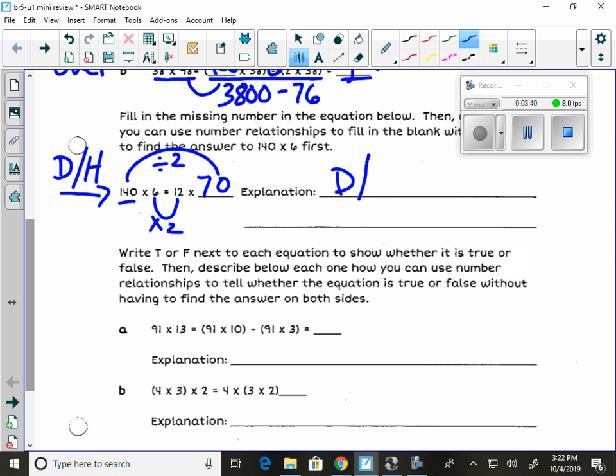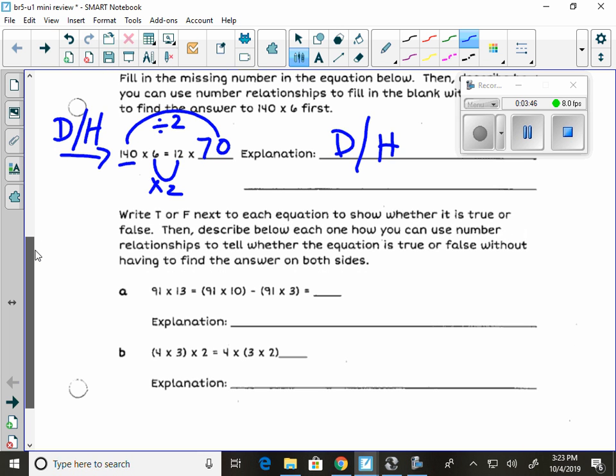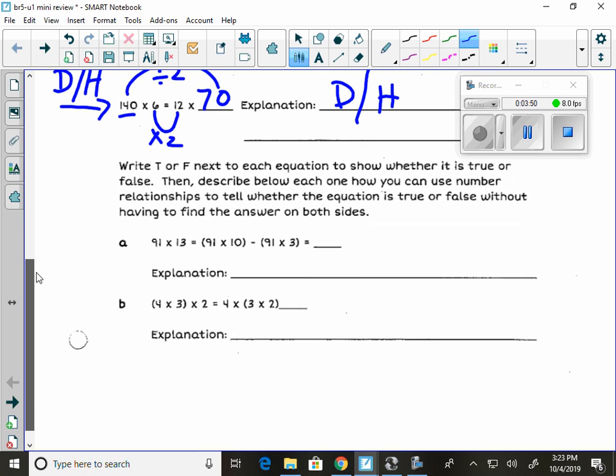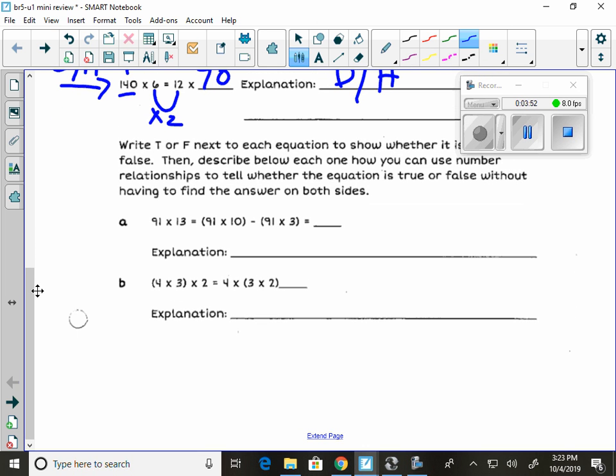So I would just explain in a sentence, I use doubling and halving in order to find the solution of 70. No answers needed. You don't have to do 140 times 6 or 12 times 70. The last 2 on this page are true and false. You have to determine using our strategies without doing the actual problem. See if you can find out if it's true or false. You don't need to do 91 times 13, and you don't have to do this other side. You just have to see, did they do the strategy correctly?